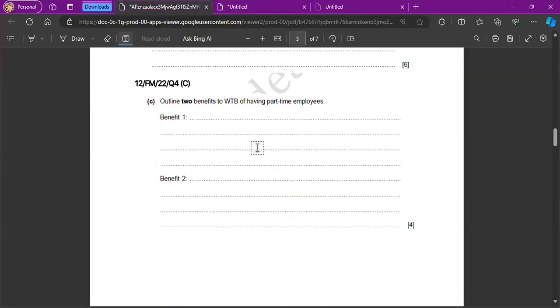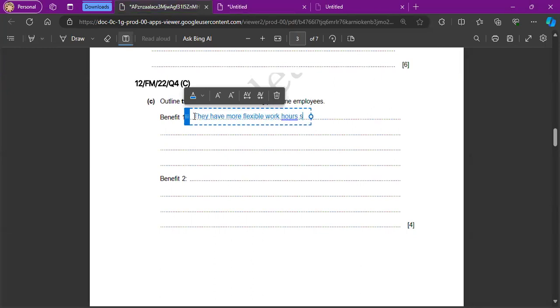The advantages of having part-time employees to the business. So not to the employee, but to the business. Often with part-time employees, the key thing is they're more flexible in the hours that they can work. So this will be advantageous to WTB, who are working in the factory. They have more flexible work hours, so they can work at different times in the factory. And secondly, it reduces labor costs, because part-time employees are paid less than full-time. So it will reduce labor costs for WTB.